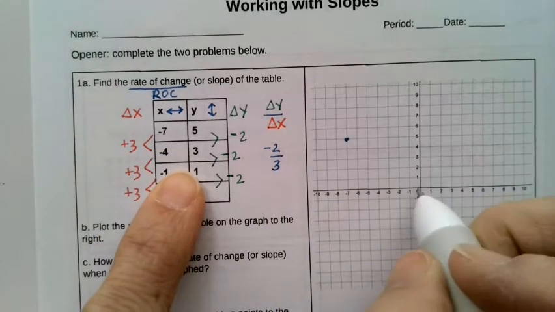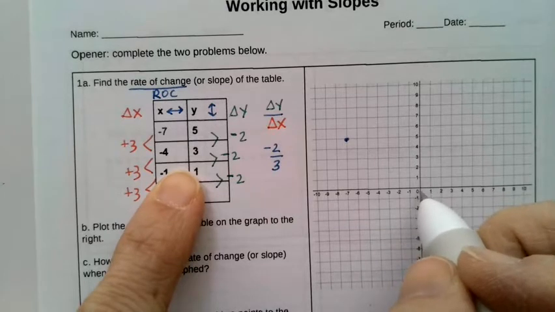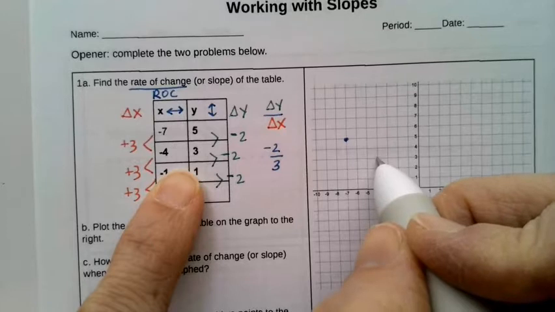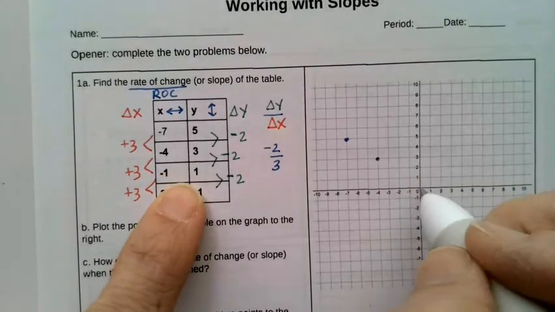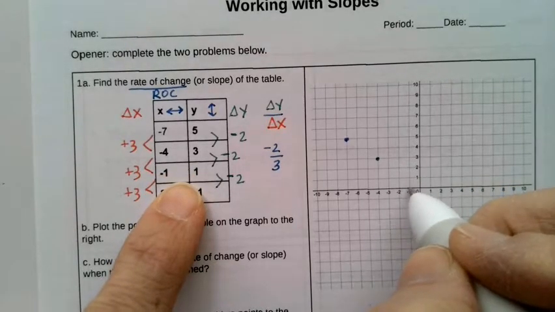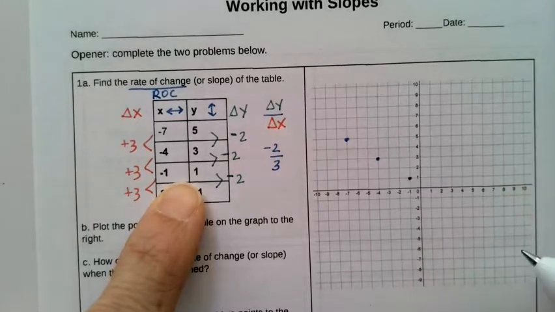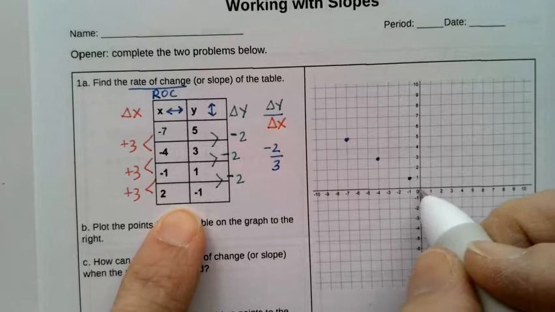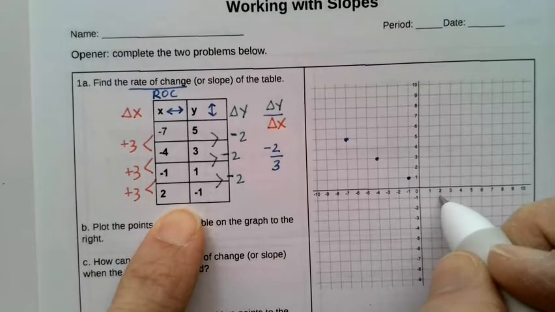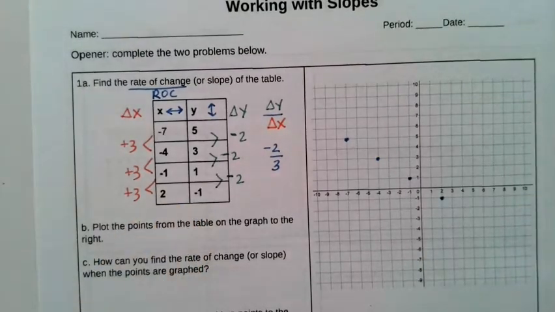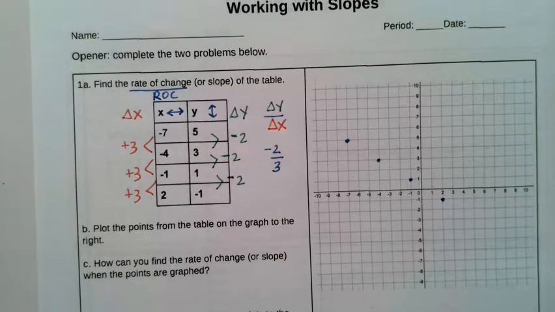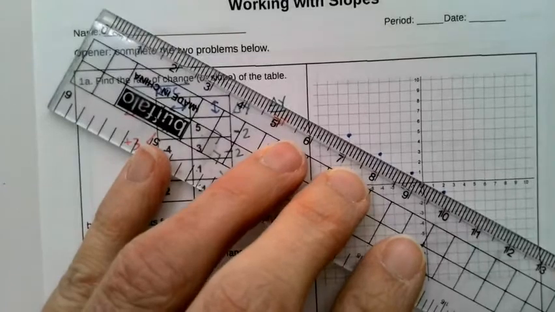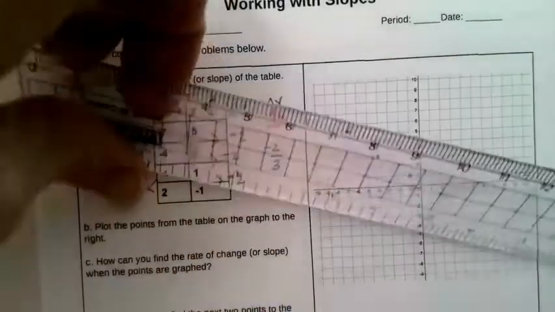For -4, 3: left 4, up 3. -1, 1 is left 1, up 1. And hopefully you're seeing a pattern as we graph this. 2, -1, our last point here, is to the right 2, down 1. And you can see that those all do lie in a line.